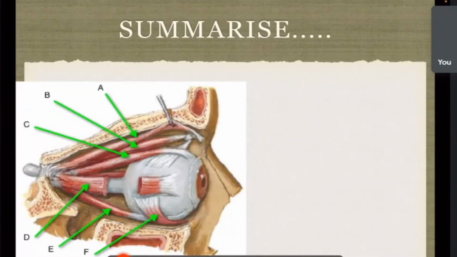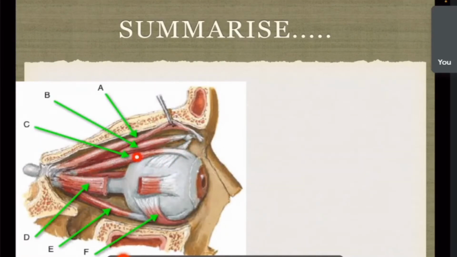Now tell me which all muscles. What is this A? That is going to the upper eyelid only. That is the levator palpebrae superioris. What is B? This muscle coming in like this. Oblique muscle. What is C?